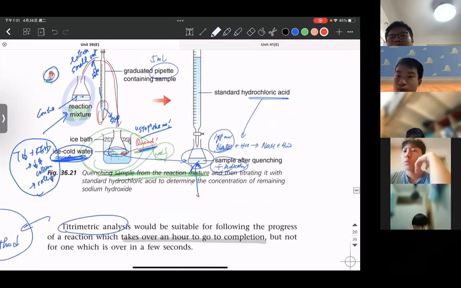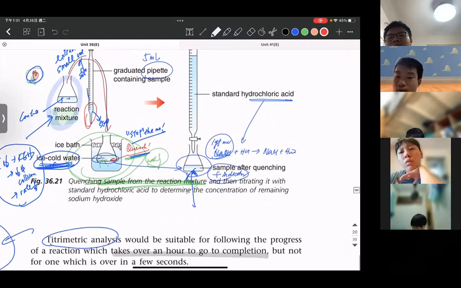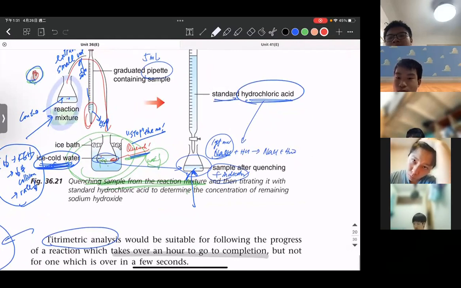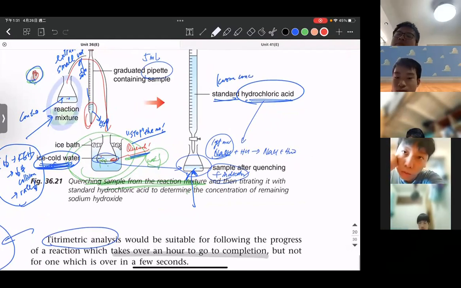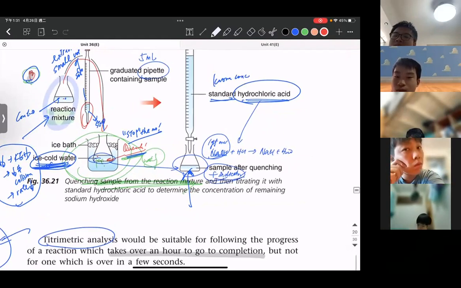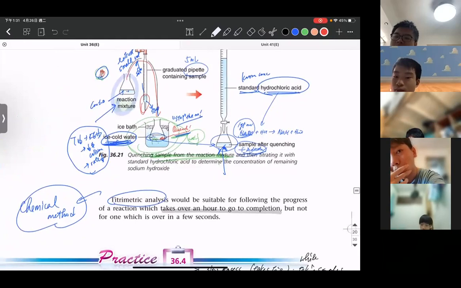Of course, the purpose is to determine the concentration of NaOH left over. So that's why on top, I use a standard, which means a known concentration. I'll use it as a known concentration for help. Of course, in order to do such, I will use an indicator for help. Complicated enough? Yeah, very complicated, very clumsy, very time-consuming, troublesome, I must tell. But for this type, we call it titrimetric analysis. We call it a chemical method instead, but not a physical method.